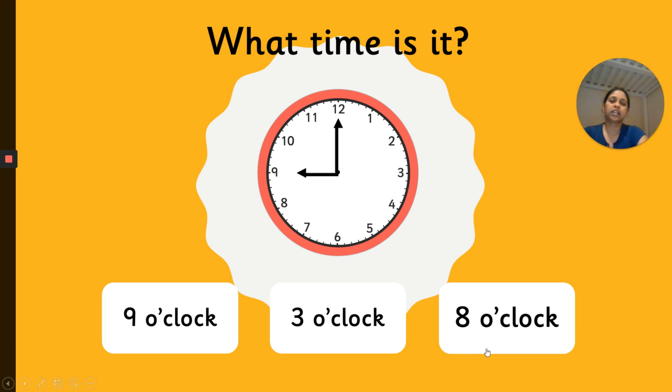Right, now a little task for you. I will do the first one and then I will go across, and what you need to do is you need to write the time based on the clock that I show you. So I'll do the first one for you. What time is it on that clock? Is it 9 o'clock, 3 o'clock, or 8 o'clock? We know that every time the minute hand is on the 12, it is always called o'clock, and the hour hand is on the 9, which is why I'm going to say that it is 9 o'clock.